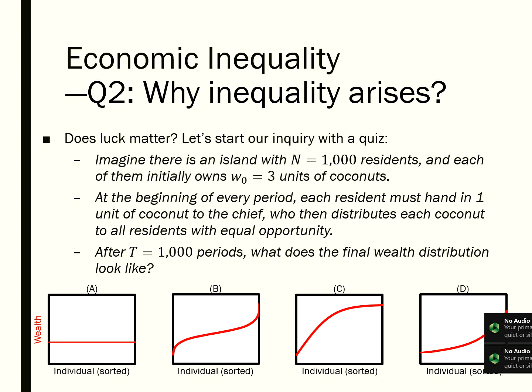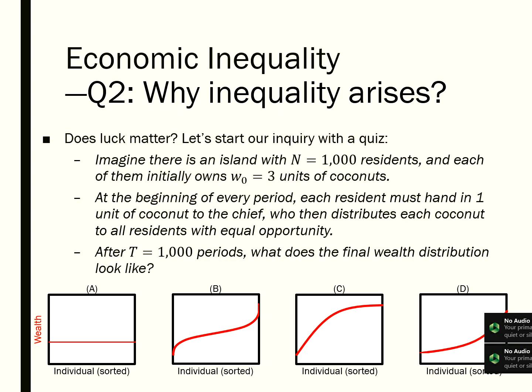So A means everyone still has exactly the same endowment like before, but B, C, and D mean that there will be some inequality but in different shapes. In past years, many of you chose A because if everything is equal, including endowment and opportunity, why should there be any inequality at all?